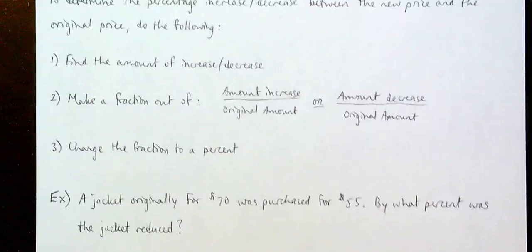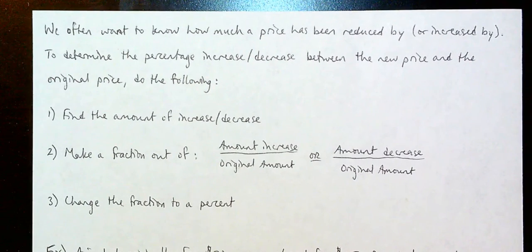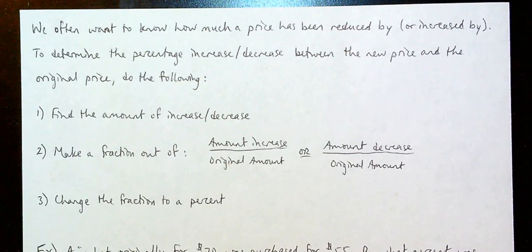One of the obvious things that comes to mind for us is percentages off or percentage increase on the price of food, clothing, just anything you would go out and buy. Obviously, hopefully, the price has been reduced, so we want to know what percentage we're saving. But unfortunately, that's not always the case. So, as you can see, we often want to know how much a price has been reduced by, or unfortunately, increased by in some cases.